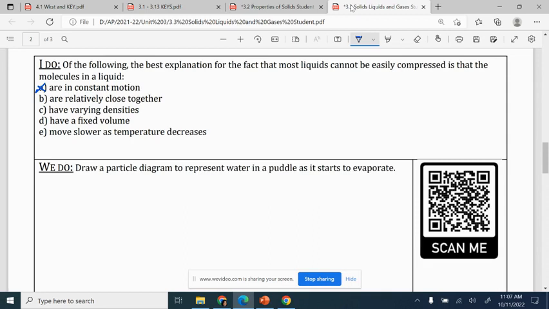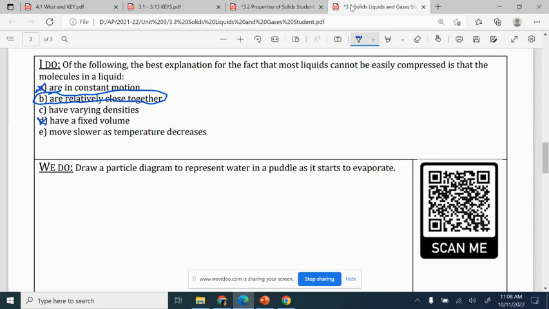You're just going down the list. No, he thinks it's D. Of the following, the best explanation for the fact that most liquids cannot be easily compressed. Oh, most cannot be. Okay. Yes, they are relatively close together. Well, that's what I said. No, I just said that you guys were just going down the list. My second choice was that.